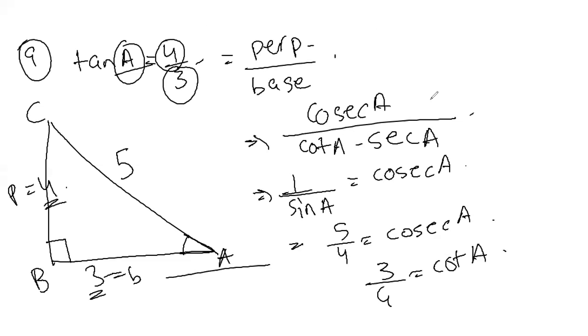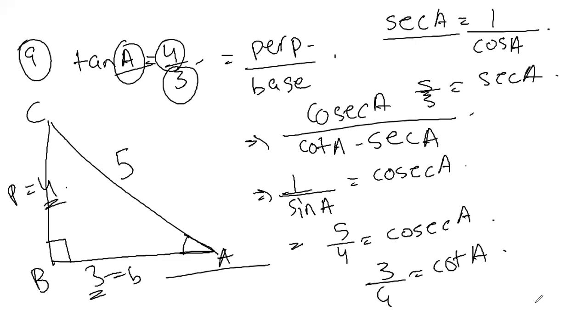Next, find secant A. Secant A is equal to 1 upon cos A, so we have to find the basic value first. Cos A with respect to angle A is base upon hypotenuse, so we get 3 upon 5. The reciprocal of cos A will be secant A, so 5 upon 3 will be the value for secant A.